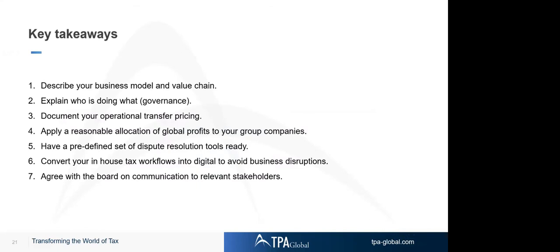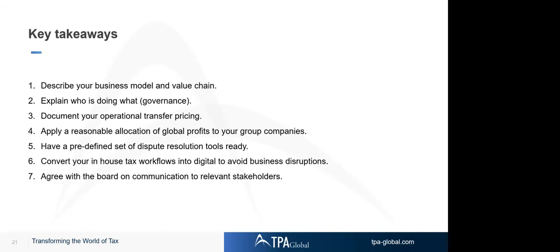So my key takeaways when I'm dealing with transfer pricing is always describe your business model and value chain, explain who's doing what, the governance, document your operational transfer pricing, and don't fall flat on using jargon like TNMM and CPM. I know we need to educate and explain it to tax inspectors in the end, but stick close to your value chain and your operating business model.